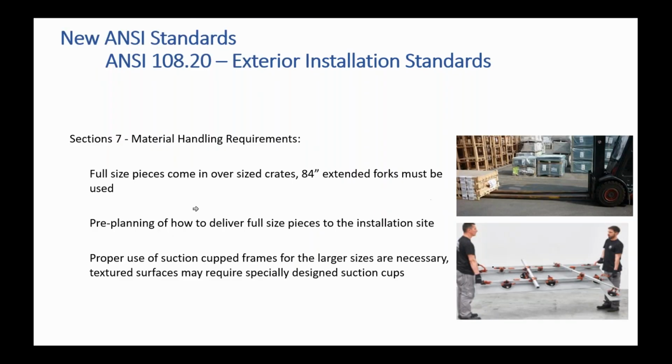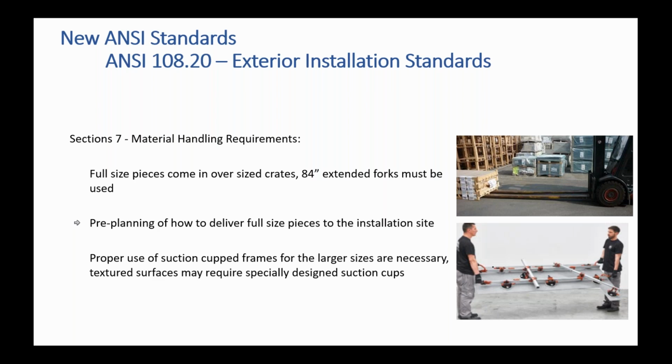Again, material handling responsibilities. This is really specific to gauge porcelain tile. You need to have extended forks on a fork truck. If you go to pick up a gauge porcelain tile pallet and you've only got traditional short forks on it, you're going to bust the tiles right as you tip it back. So 84-inch forks are required. It should be pre-planned how to deliver full pieces to the site. Sometimes you're not going to get fork trucks everywhere, so you need to be able to move that material around on a job site as well.